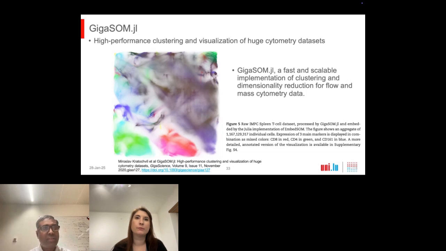This is one example. Okay, and also now we are taking this solution to a federated setup. If the data is in different locations, how can we analyze it, not pulling everything into one place. So this is some ongoing activity.